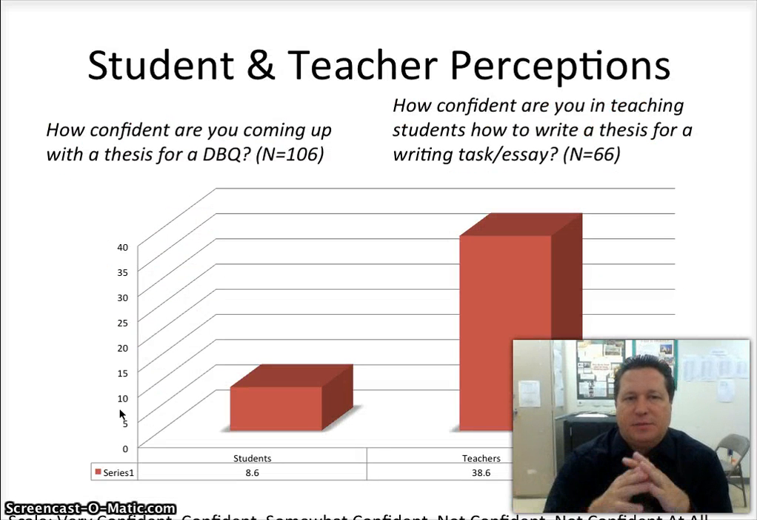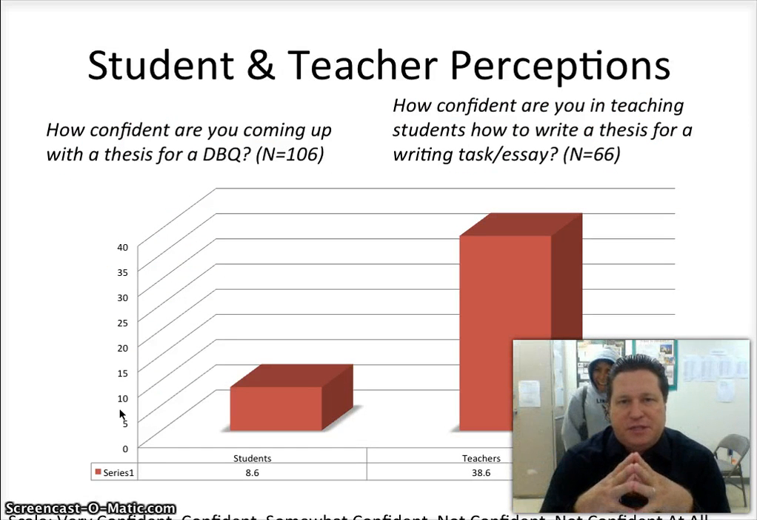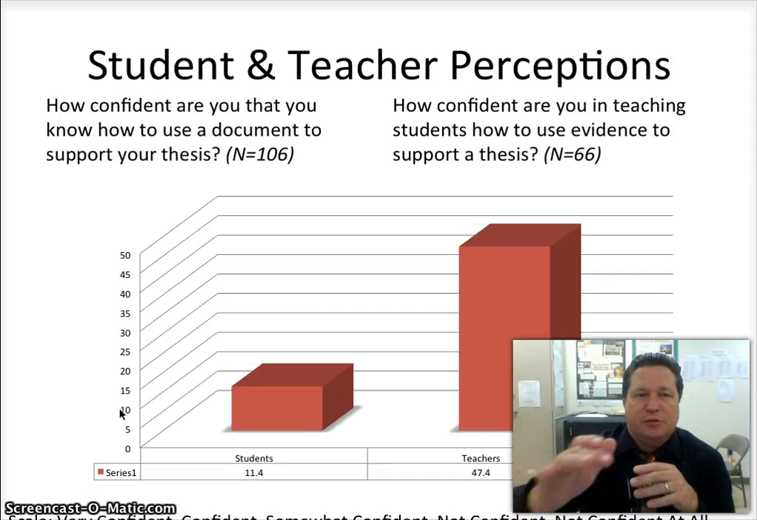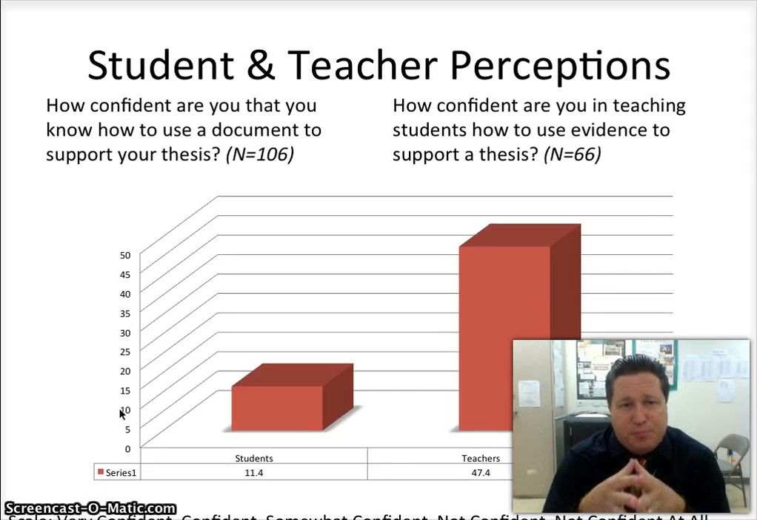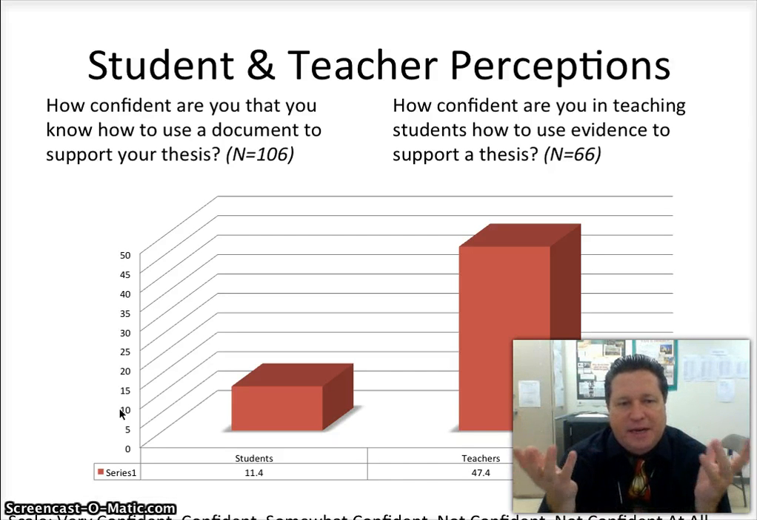The next slide talks about teacher perceptions and student perceptions. I noticed there's a huge disconnect between the amount of confidence that a student has in writing a thesis statement and the amount of confidence that a teacher has in their ability to teach a thesis statement. So this was about 30% difference. And then when I asked students how confident they were that they could use a document to support their thesis, again, they were about 11.4, yet teachers are confident at about 47.4. So we have high variations in the student and teacher perceptions.